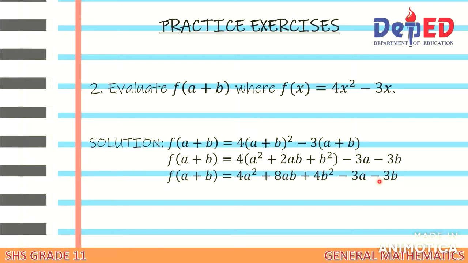We don't have like terms here, but we need to arrange each term into ascending order. So the final answer is f of a plus b is equal to 4a squared minus 3a plus 8ab minus 3b plus 4b squared.